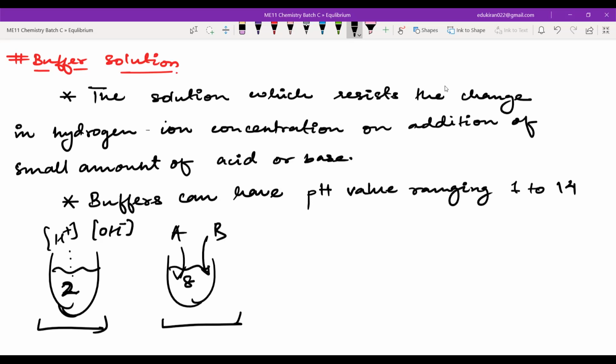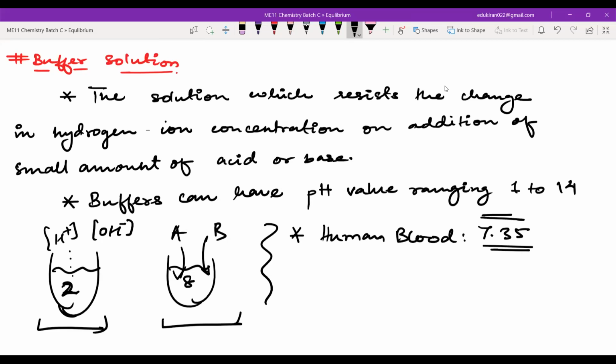The pH is not changing, and the inspiration for buffers came from human blood. Human blood has a pH of somewhere around 7.35. Even if we eat very acidic food, the blood pH does not get less than 7. So there is even a diet around this pH.